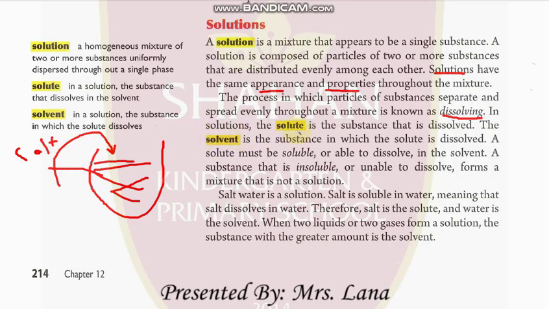In a solution, the solute is the substance that is dissolved. The solvent is the substance in which the solute is dissolved. It means the solute is dissolved in the solvent. The salt is the solute, and the water is the solvent. It means the salt is dissolved in the water.